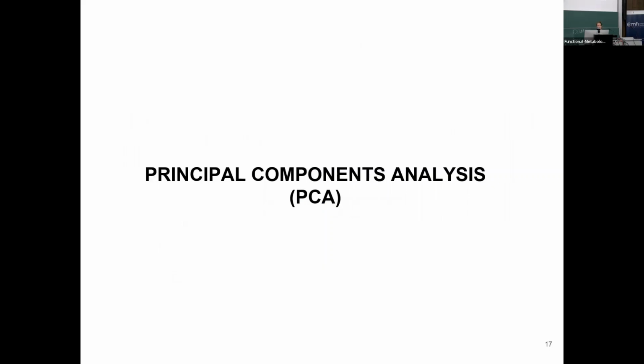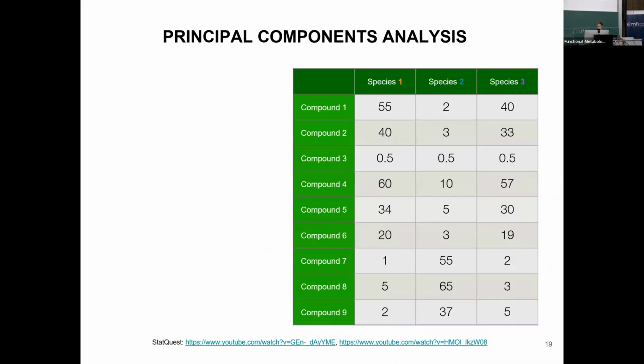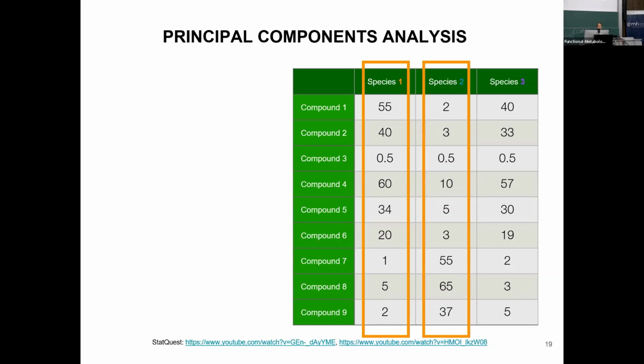What is principal components analysis in very few simple words? Imagine you have again your 3 plant species and the metabolomic profiles of those. With just 3 species, you could look at the correlation of the compounds that you measure between species 1 and 2, and you would see there is an inverse correlation. So that's one way to compare those 2 species.